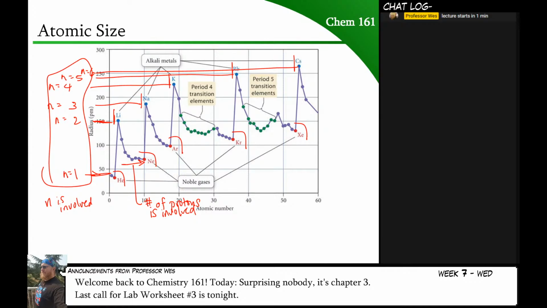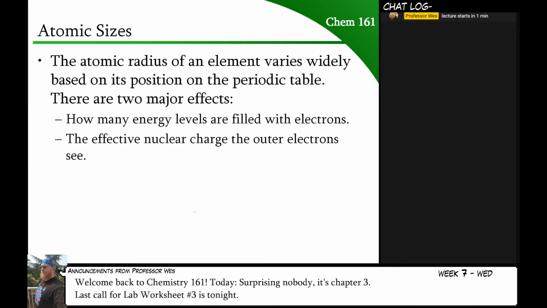So I'm going to go back to the previous slide here. And let's look at the major effects that have been stated in the chapter text. How many energy levels are filled with electrons? Yep, we know what that is. That is totally N. So N affects size, very obviously. The more electrons you have, the higher your N is, and the larger your atom is.